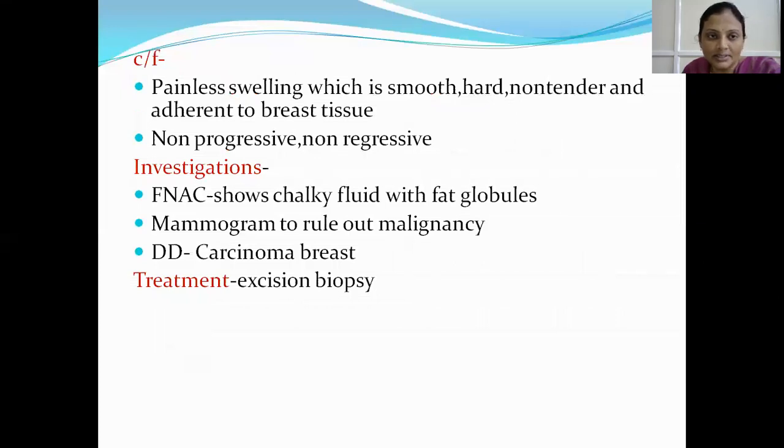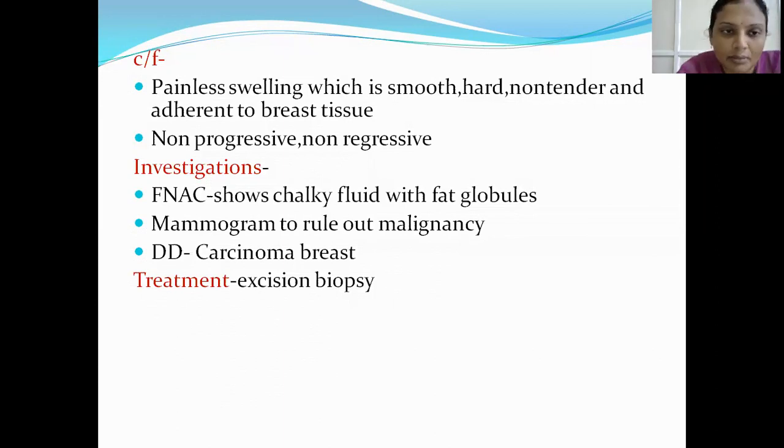Regarding the clinical features: painless swelling, which is smooth, hard, non-tender, and adherent to the breast tissue, non-progressive, non-regressive also. Regarding the investigations, fine needle aspiration cytology shows chalky fluid with fat globules. Mammography should be done to rule out malignancy. Differential diagnosis is carcinoma of the breast, treated by excisional biopsy.